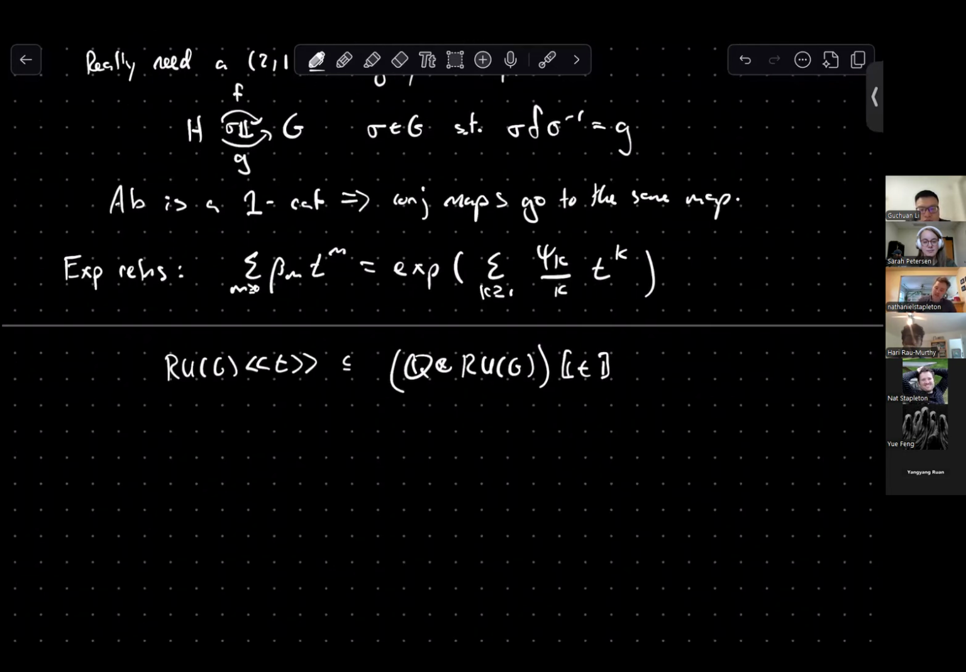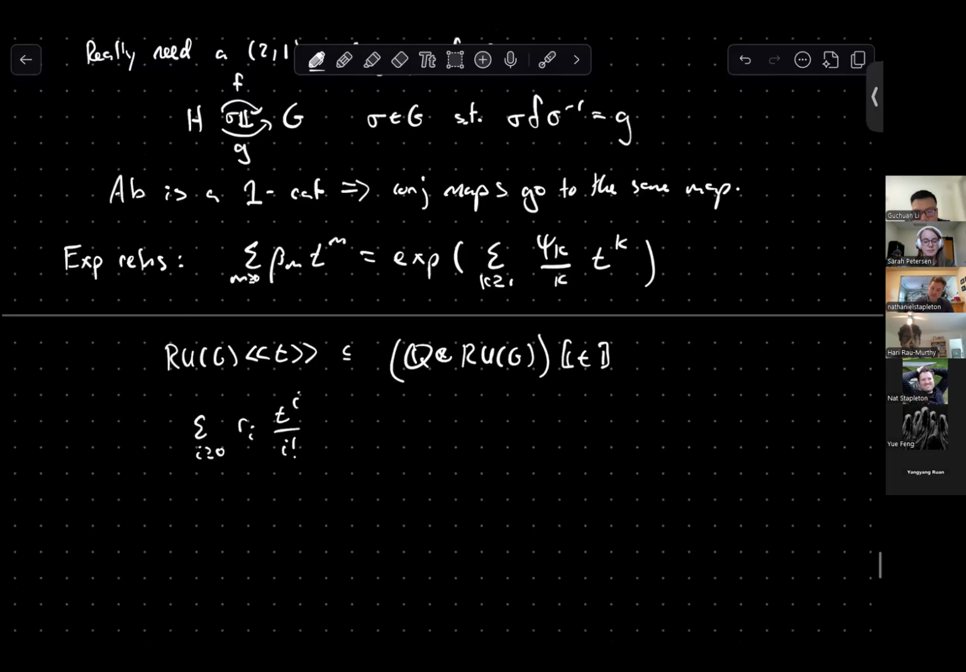And what the heck is that? An element in here looks like a sum over i greater than or equal to 0 of r sub i t to the i over i factorial. Those are the kinds of power series that you're allowed to write in here. There's also a notion of a divided polynomial algebra in one variable, and then it's just polynomials of this form. You can do this over rings with torsion too, and then you have to be much more careful about what you mean by t to the i over i factorial. But you can do it. There's a notion of a divided polynomial ring in one variable over a ring that has some torsion in it.